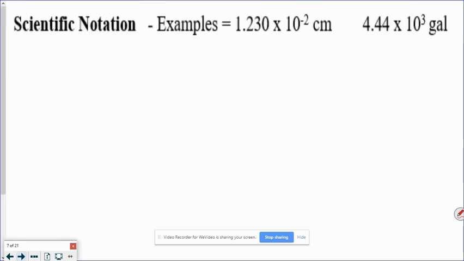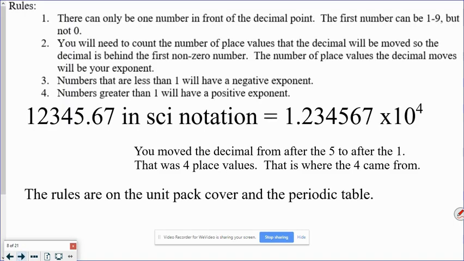All right, now we're going to do something different called scientific notation. We're going to be using this a lot. It's a skill that you must own. These are 2 examples of scientific notation, so what it looks like. I'm going to take you all the way through it, following the sheet.